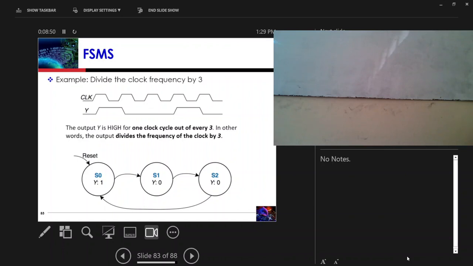Understood? So what about equipment like this? It means that here the clock is high for one cycle out of every 3. So you will count 1, 2, 3. It goes high for one cycle. 1, 2, 3. It goes high for one cycle.